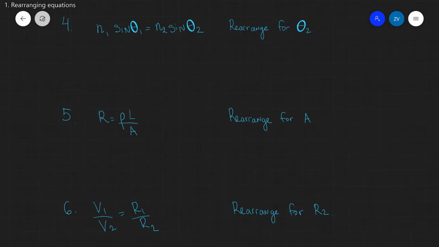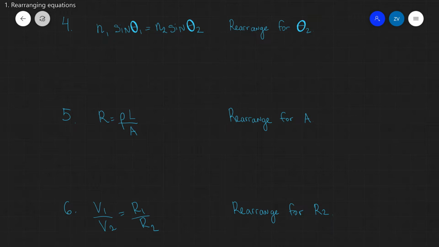Okay, well, let's have a look at the solutions. So question 4, we need to rearrange for theta 2. This is an example actually of something called Snell's law that we do in the first year of physics. So let's rearrange for sine theta 2.